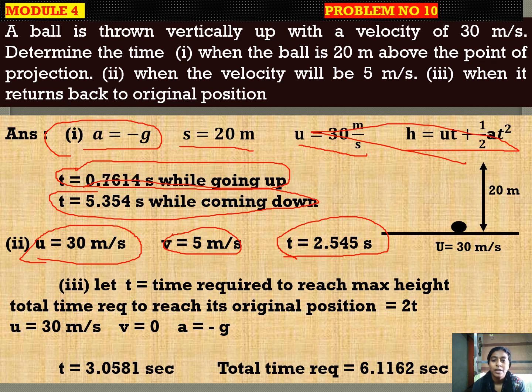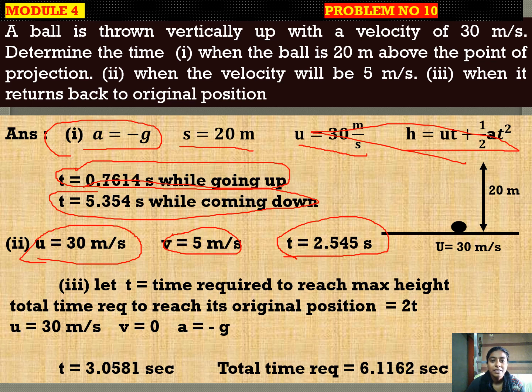Now, I hope you understood. See, the ball is thrown upwards and at 0.7614 seconds it reaches 20 meter, goes up and comes down at 5.354 seconds. It reaches, and t is equal to 2.354 seconds while coming down.